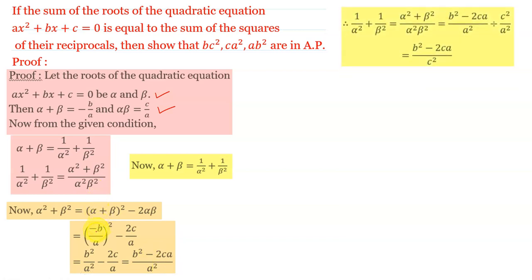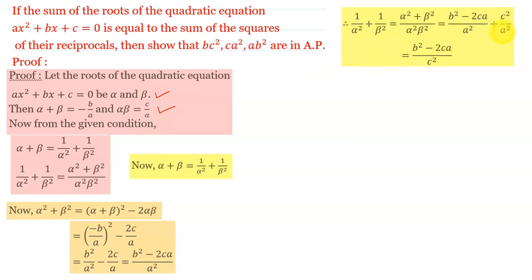And here we have 1 upon alpha square plus 1 upon beta square equals alpha square plus beta square upon alpha square into beta square. Now what is the value of alpha square plus beta square? ची value किती आली? The b square minus 2ac upon a square. This is the value. And what about the alpha square into beta square? Alpha square into beta square ची value किती? The c square upon a square.